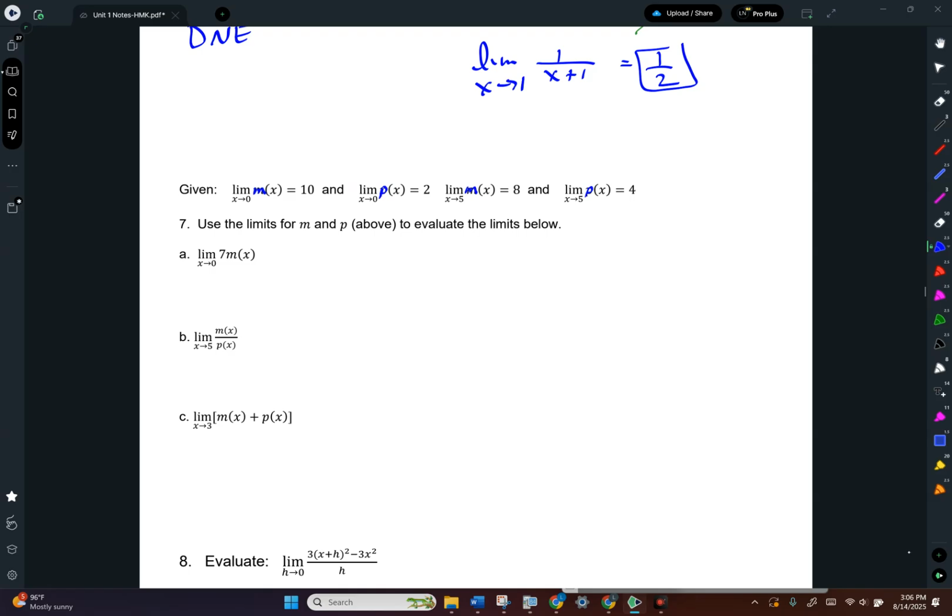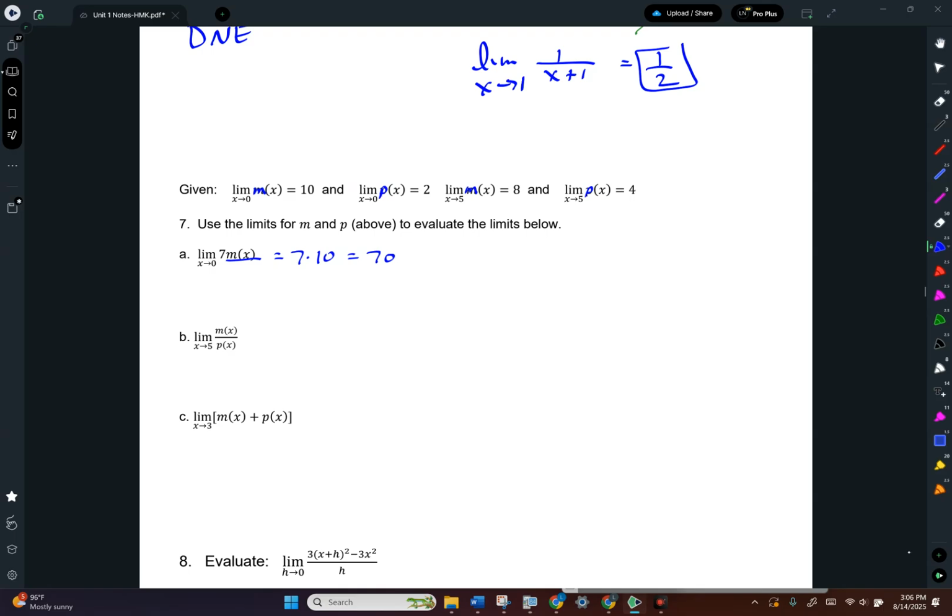So use the limits for m and p to evaluate the limits below. So this one says, evaluate the limit as x approaches 0 of 7 times m of x. Okay, well, if the limit of m of x as x approaches 0 is 10, then this is just going to be 7 times 10. If I didn't tell you how to do this, you would have assumed this to be the case.